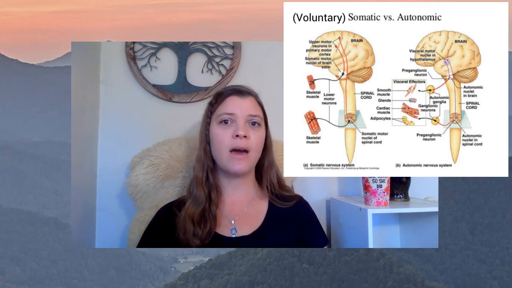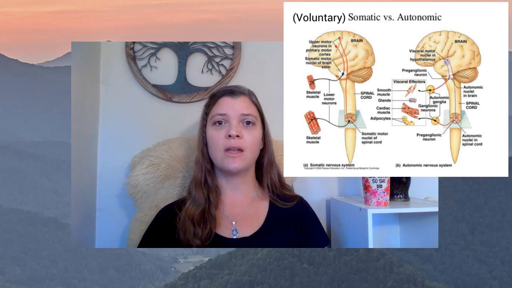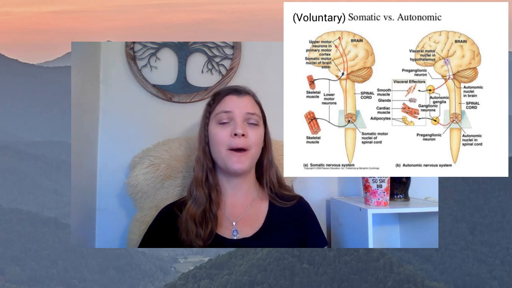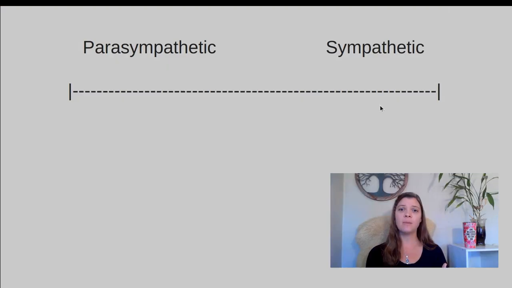We don't have to think about how to digest food. We don't have to think about a lot of the information that is coming and going from our central nervous system in the autonomic branch of the nervous system. So, from a systemic point of view, there are two branches of the autonomic part of the nervous system, and those are known as the parasympathetic and the sympathetic branches.